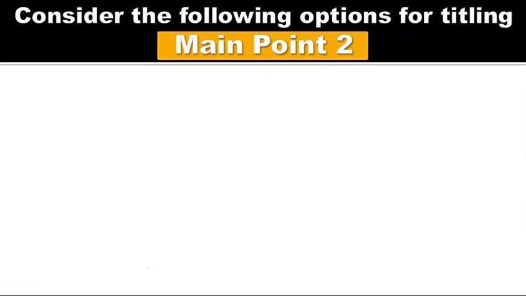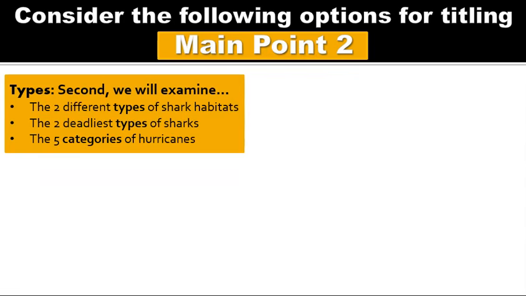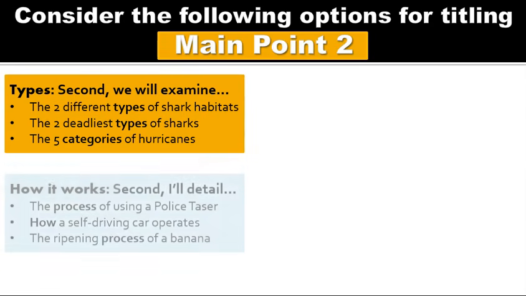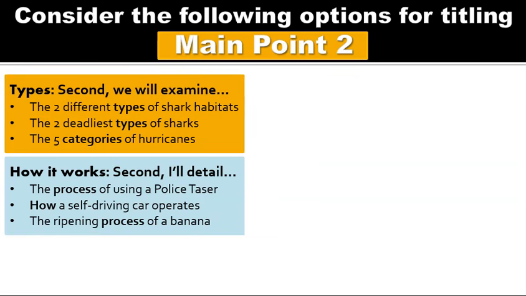Consider the following options for titling main point 2. Types. Second, we will examine the 2 different types of shark habitats, the 2 deadliest types of sharks, the 5 categories of hurricanes. How it works. Second, I'll detail the process of using a police taser, how a self-driving car operates, the ripening process of a banana.